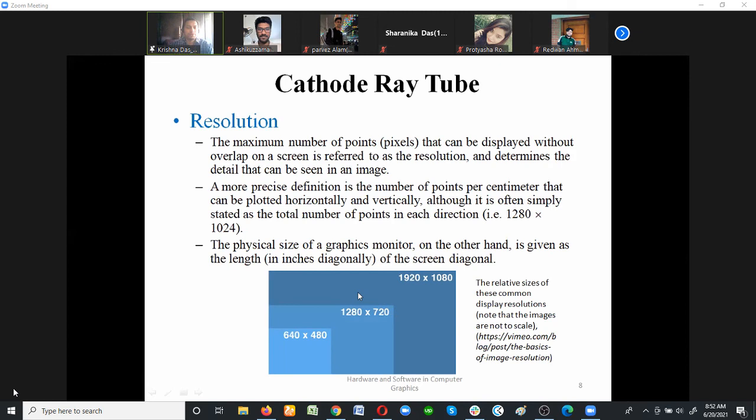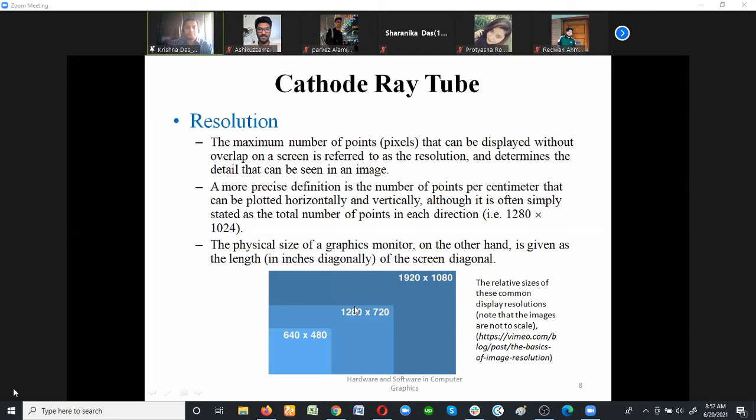We also discussed resolution. We all know what resolution is: the total, or maximum, number of pixels or picture elements that we can have in a display image. It can be defined as the x coordinate value multiplied by the y coordinate value. That means the number of columns and rows, multiplied, defines how many pixels it can create.